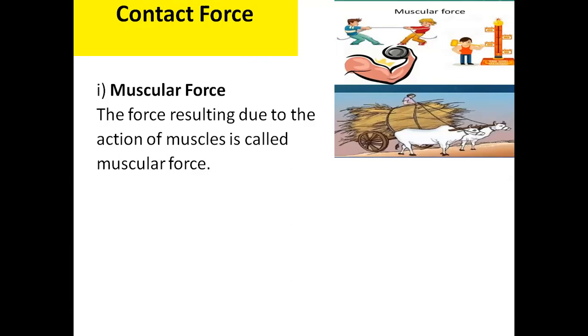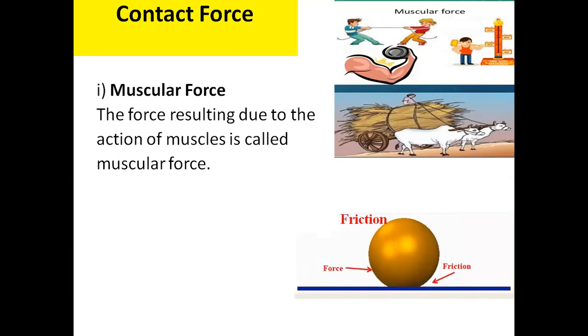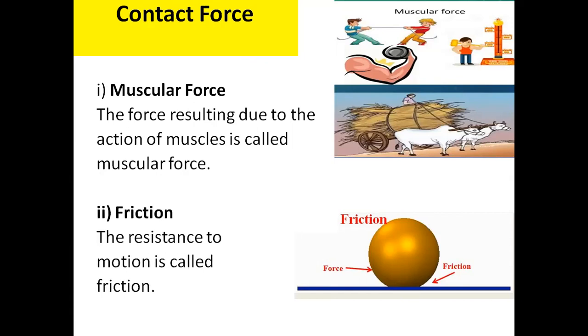Now we'll learn about the second force, which is friction. In case I have a ball and I just push it, at one point of time it will come to rest. I've kicked this ball, at one time I've applied force, and at one time it will stop. It stops because of something called friction. Friction is the resistance to motion, meaning it is not allowing it to move forward. We'll learn more about friction in the subsequent chapters.